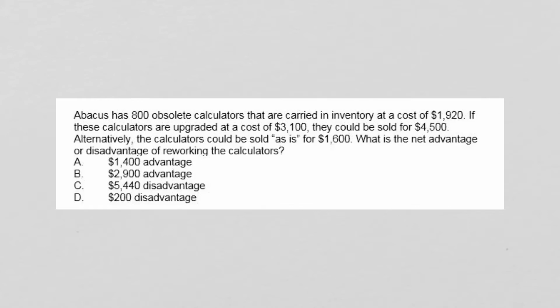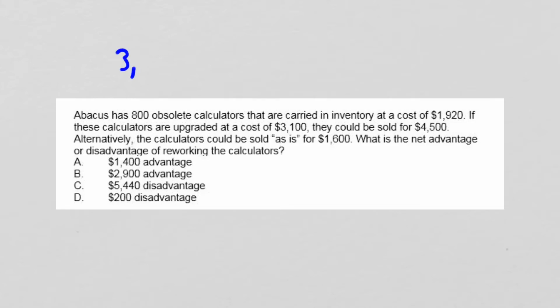We've got obsolete calculators. They've been carried in inventory at cost of $1,920. Well, the first thing you have to say to yourself is, this is history. That's in the past, man. That's what you need to say. This is in the past, man. So that's a sunk cost. We don't care about that. We're talking about a decision from this point forward. What do we do? And now let's see what happens.